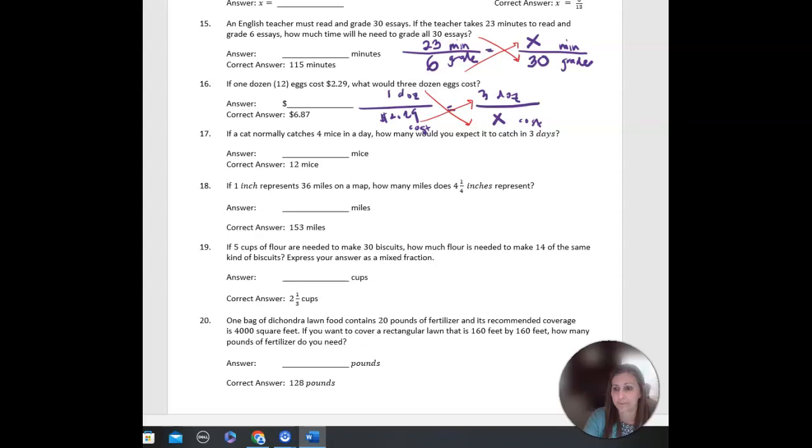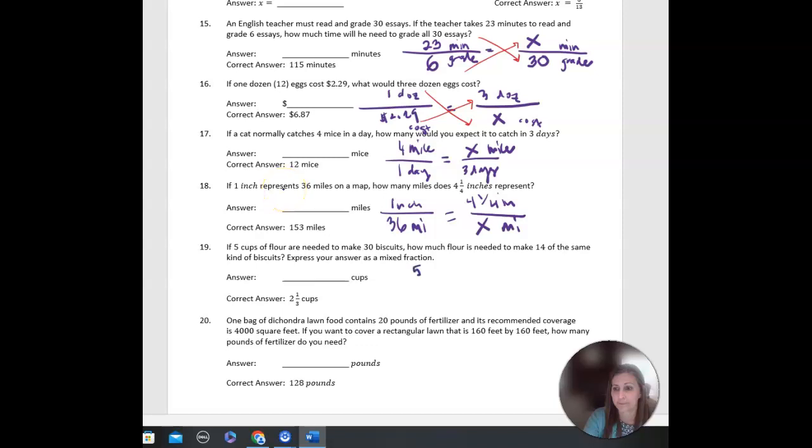Number 17. Oh, I'm almost out of time. If a cat normally catches 4 mice in 1 day, how many mice would you expect it to catch in 3 days? So again, mice is on the top, days are on the bottom. We'll cross multiply there. 1 inch represents 36 miles. How many miles does 4 1/4 inches represent? Our miles are on the bottom, and we don't know that, so we put an X. I'll try to get one more set up before my time runs out.